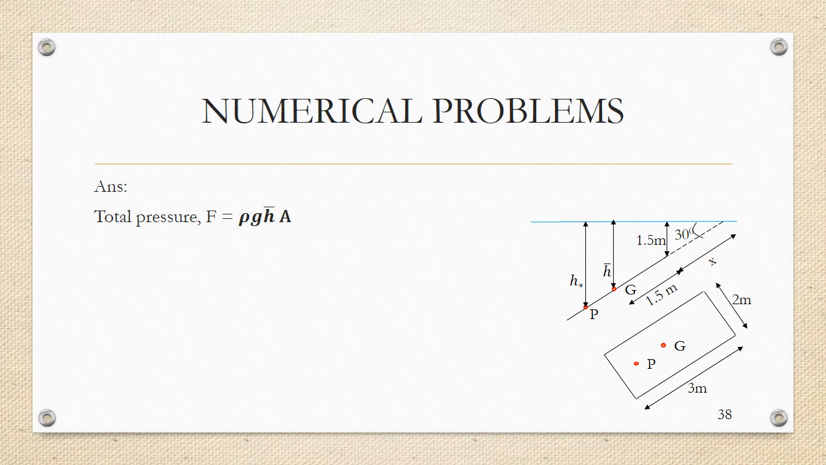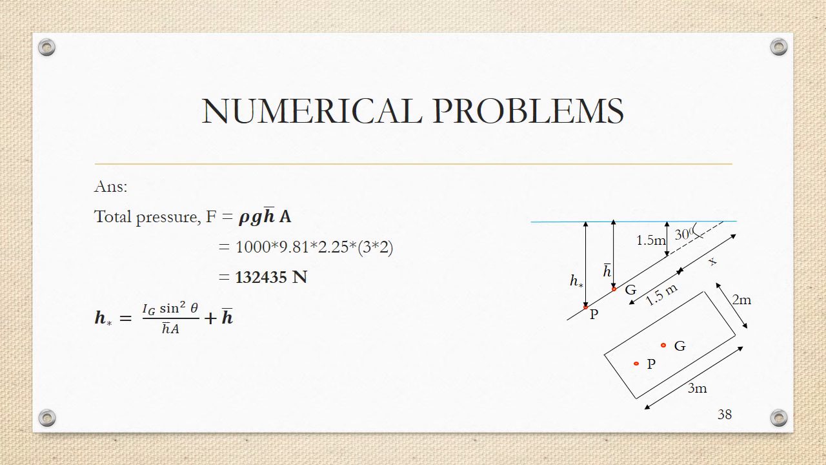So F is given by rho g h bar into A. On substituting the known values, rho is known, g is known, h bar is known, area is 3 into 2. I will be able to get 1,32,435 Newton or 132.435 kilonewton as the total pressure force on the lamina.